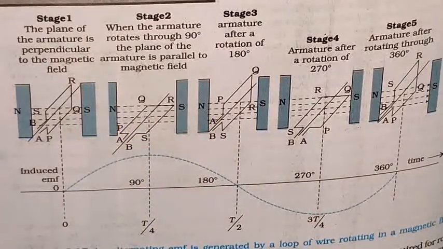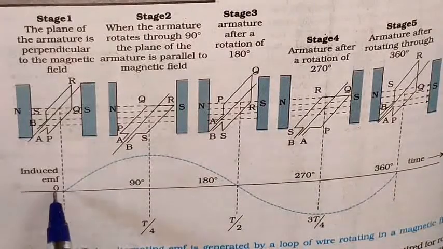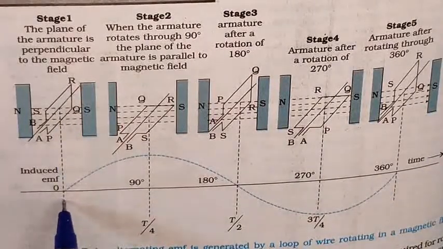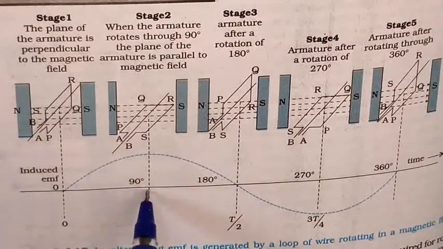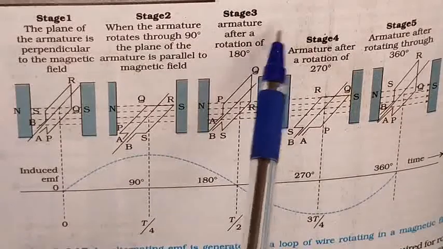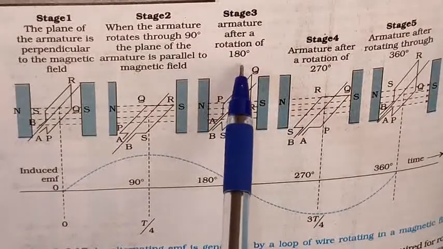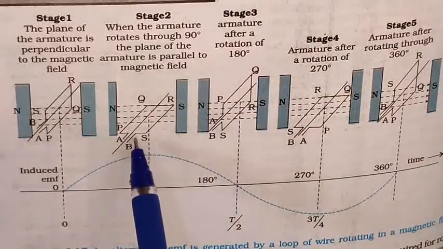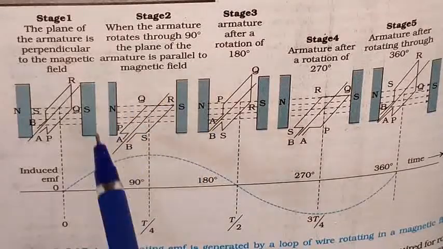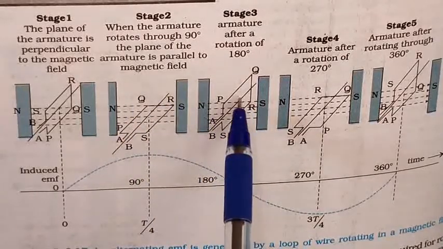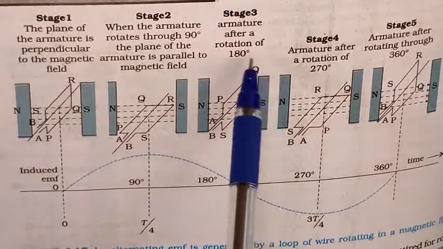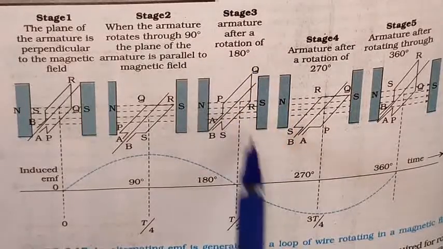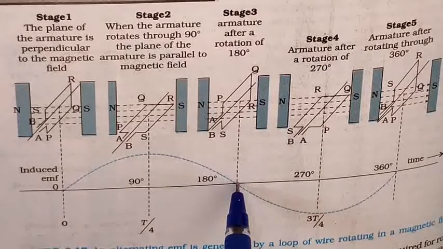Now in stage 3, observe here, this is 0, and this is rotated through 90 degree here. And the third one, the armature after rotation of 180 degree. So again this is rotated inside like this. Imagine the diagram, how it rotates. The rotation of 180 degree here. So here 180 degree.